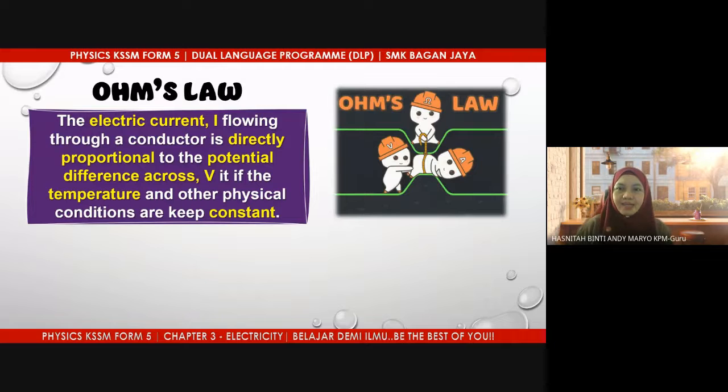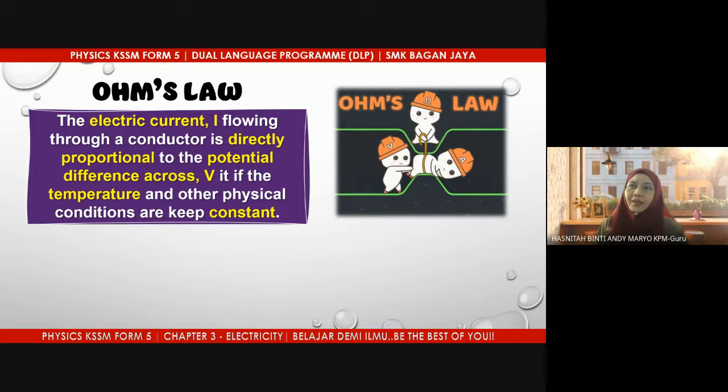What does Ohm's law state? In Ohm's law, it says that the electric current, the symbol is I, flowing through a conductor is directly proportional to the potential difference V across it, if the temperature and any other physical conditions are kept constant.